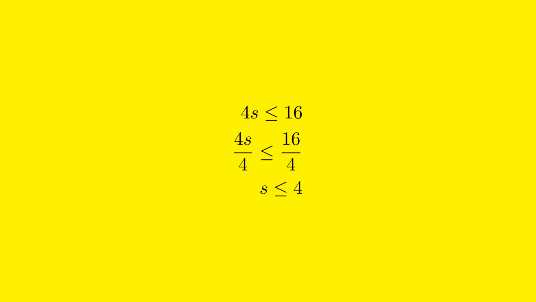In inequality notation, our solution is s is less than or equal to 4. In interval notation, we express this solution as the interval from negative infinity to 4, including 4. Therefore, we write the interval notation as negative infinity to 4 with 4 included.